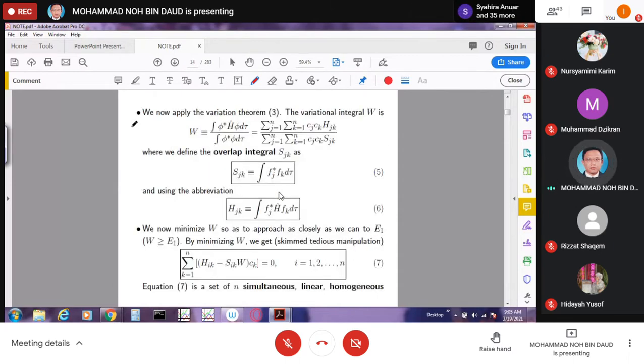Basically, we want to minimize this with respect to each of these coefficients, because we want to find the best value of these coefficients. The derivations are quite tedious.